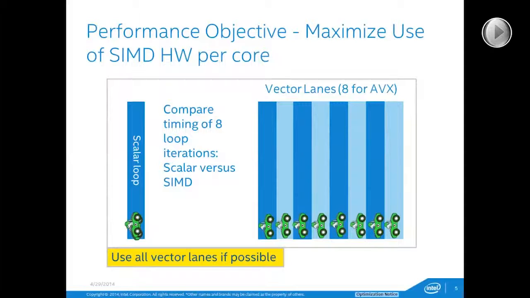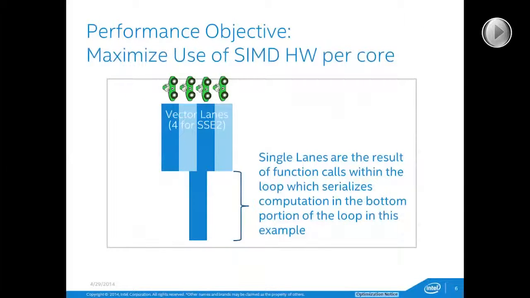And so the takeaway here is to use all the vector lanes if possible. Now, that sounds great in theory, but what happens if you have real-world scenarios like a user-defined function call in the middle of your loop?